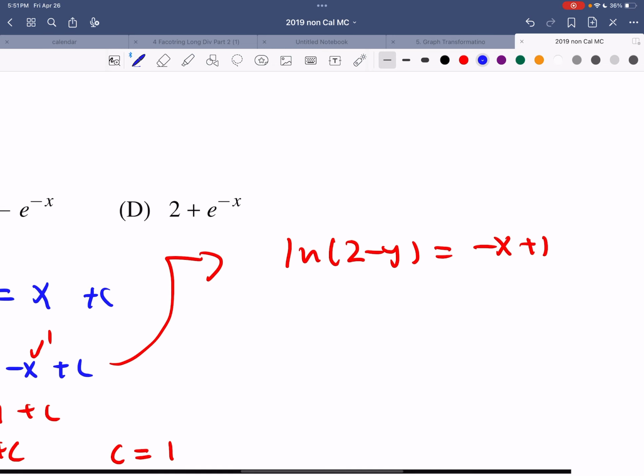And if you want to solve for y, there's a hidden base e, right? So circle the base.